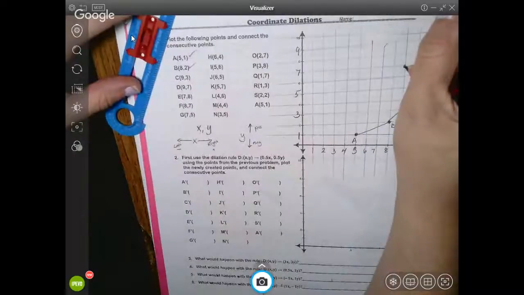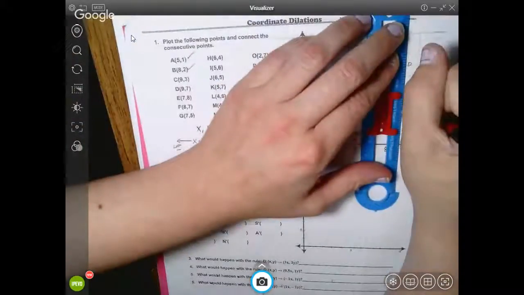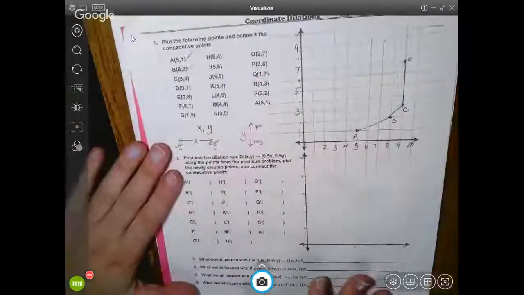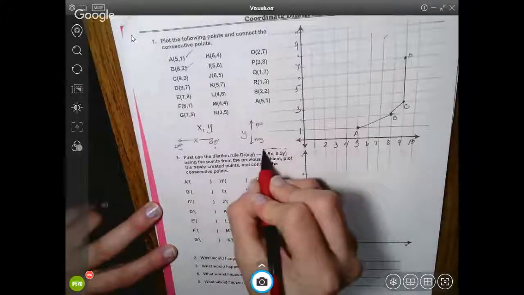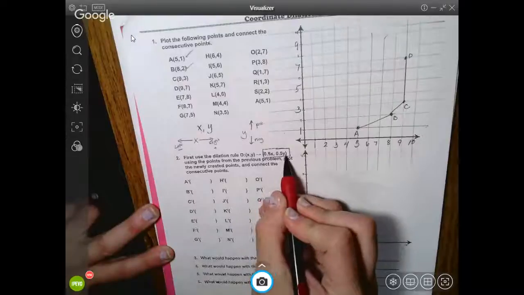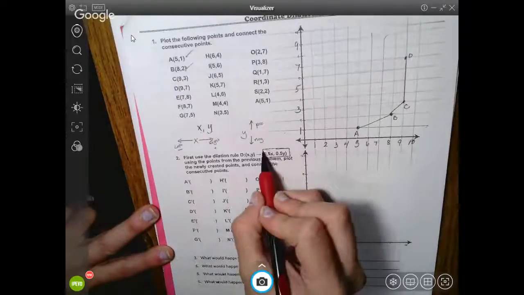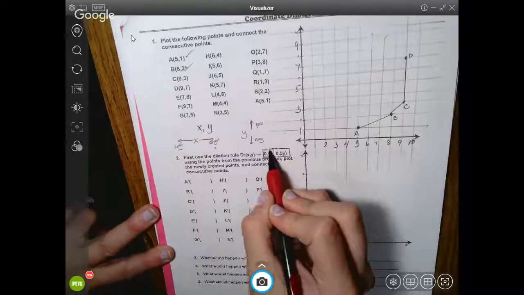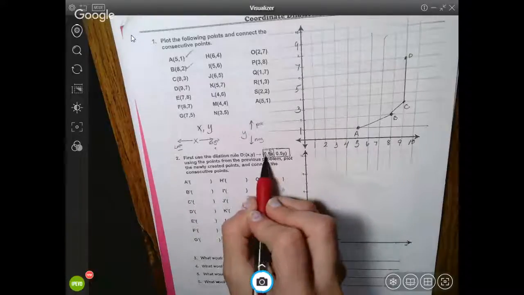Now, if you have to do the bottom, which comes next, so pretend that you did that whole beautiful plotting points, you got your picture. Here's where it gets tricky on the bottom. It says, first use the dilation rule, (x, y) goes to, and then here's our clue, (0.5x, 0.5y). All this means is whatever the first x value is, you're going to multiply it by 0.5.